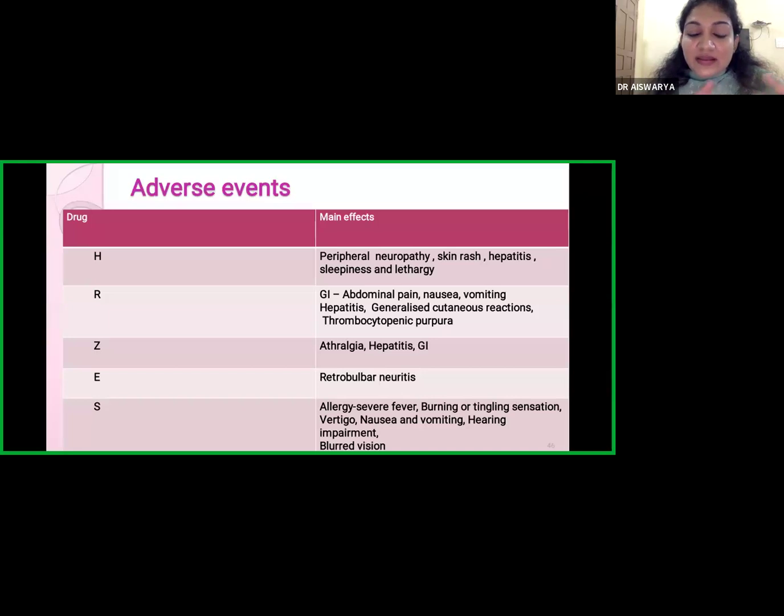Many times patients may report blindness if we do not go with thorough monitoring. If they don't have correct monitoring, they will present with blindness at the end of the 3rd or 4th month. So it's very important. Then streptomycin, we know it causes allergic reactions, vertigo, nausea, vomiting, and hearing impairment.